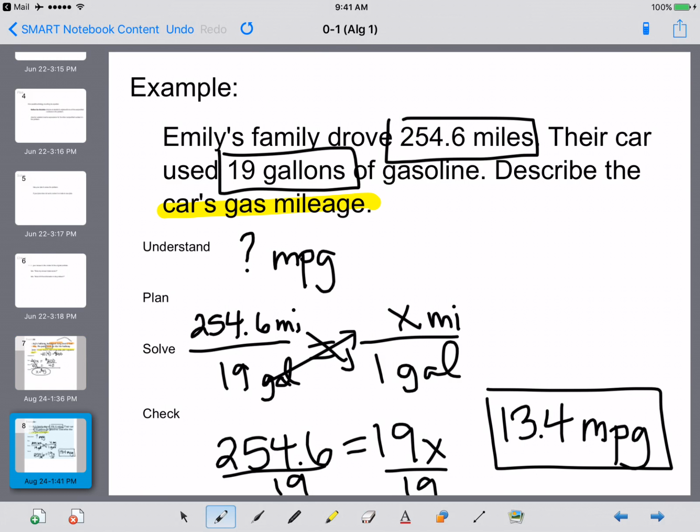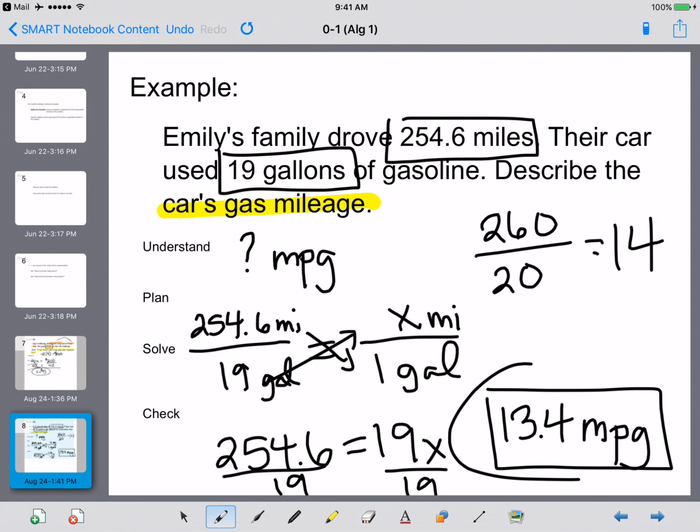And what we're going to do in this case to check if it makes sense is just round our numbers and try it that way. So I'm going to go 254.6 to 260, right? 19, we can round that to 20. I know 20 goes into 260 14 times. Is 14 and 13.4 pretty close? Sure is. So this is a solid answer, and we're going to stick with our 13.4 miles per gallon.